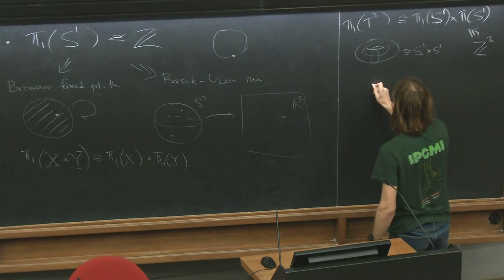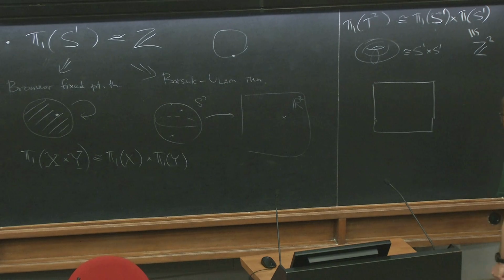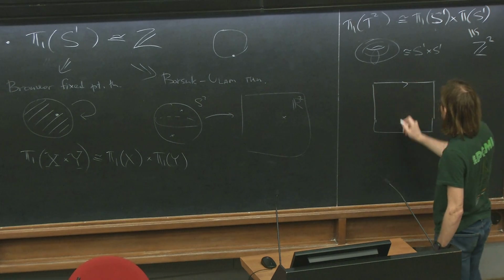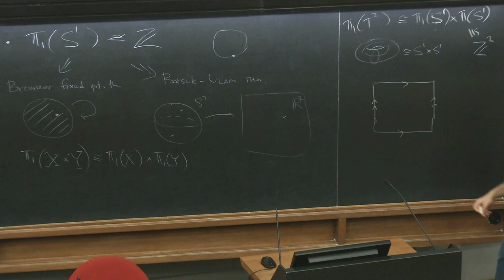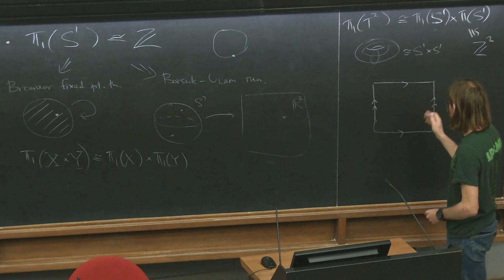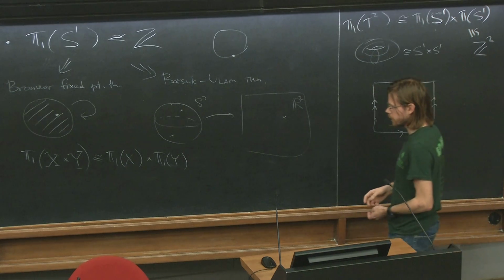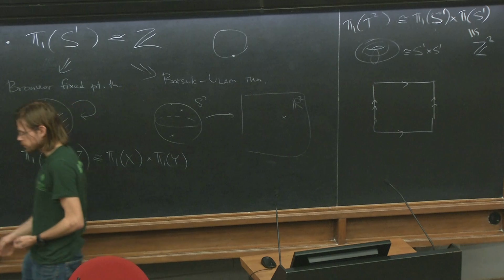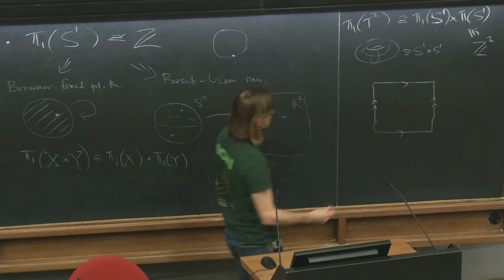How can this be understood? You're probably already familiar that the torus, for example, can be understood as a quotient of a square where we identify horizontal edges and vertical edges. And so the statement is that the homotopy classes of loops are in one-to-one correspondence with a pair of integers.